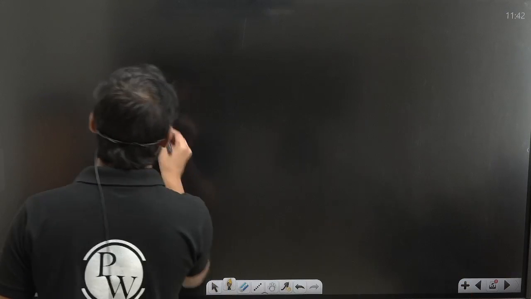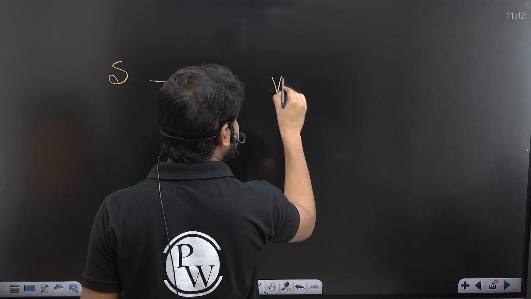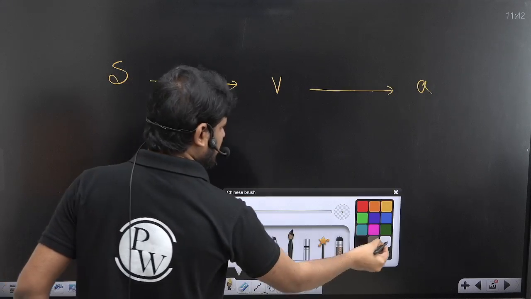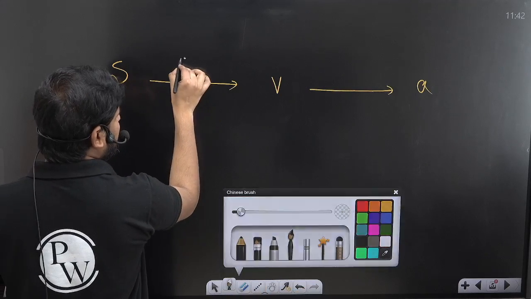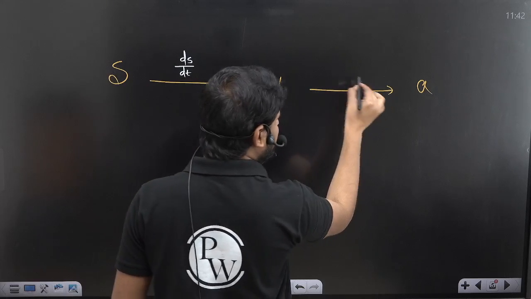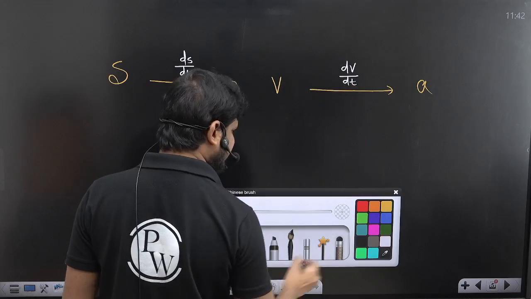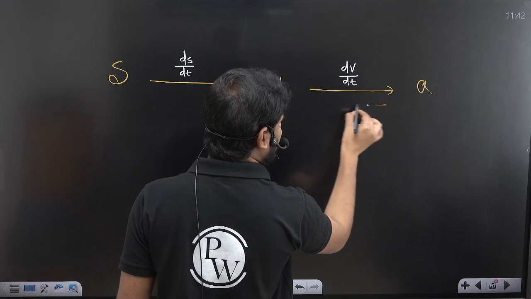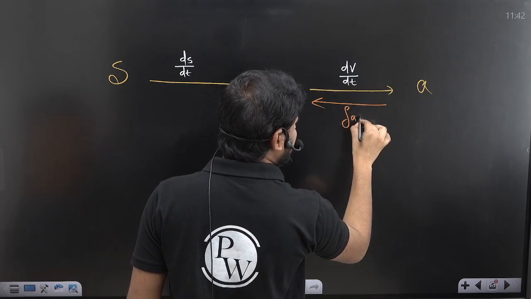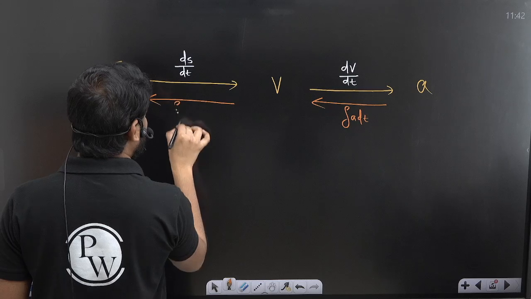So let me write this slide again. Here, displacement, velocity, and acceleration. From displacement to velocity, differentiate, and from velocity to acceleration, differentiate. Then the reverse process: to get velocity from acceleration, integrate, and from velocity to displacement, integrate.